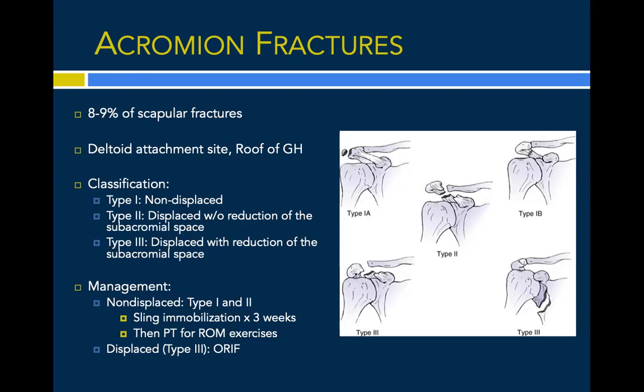For non-displaced and displaced without collapse of the subacromial space, you can manage these non-operatively. So again, lots of musculature in the area that helps stabilize it. Sling immobilization for 3 to 4 weeks, PT for early range of motion. For a displaced type 3, where you have lost some of your subacromial space, this is this picture down here on the bottom, those need to go to the operating room for surgery.